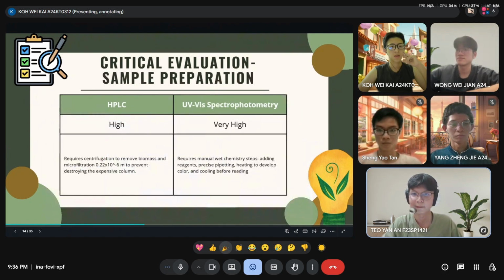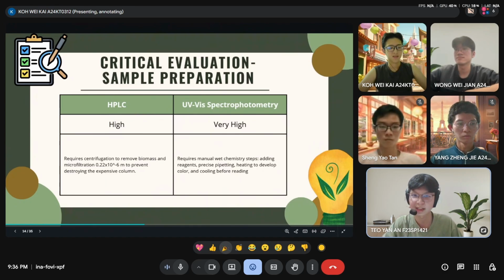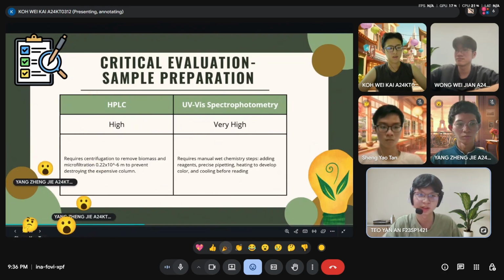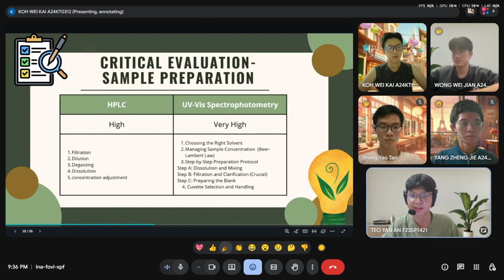Next. Okay, so now we will go to the sample preparation. HPLC has high sample preparation, but UV-VIS has even higher sample preparation. This is because HPLC requires centrifugation to remove biomass and microfiltration to prevent destroying the expensive column. But for UV-VIS, it requires a manual wet chemistry step, for example adding reagents to become the solution. Okay, next. So these are the steps. As you can see, UV-VIS has more steps than HPLC.